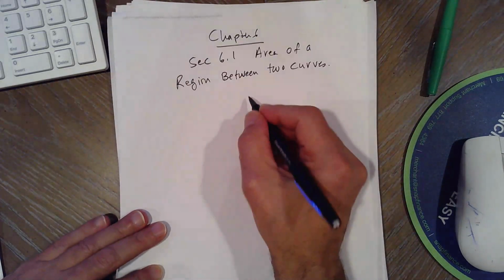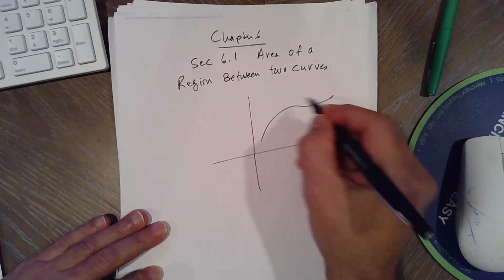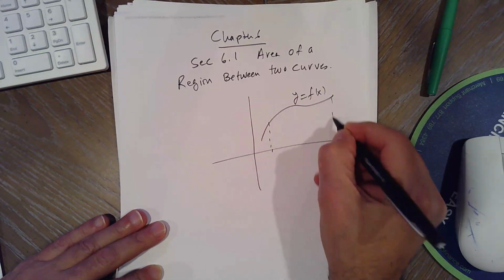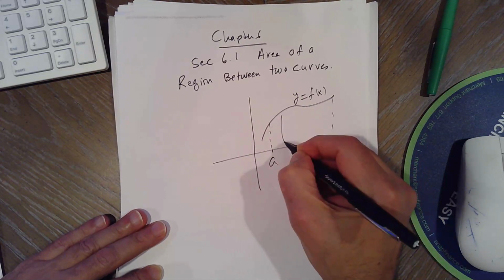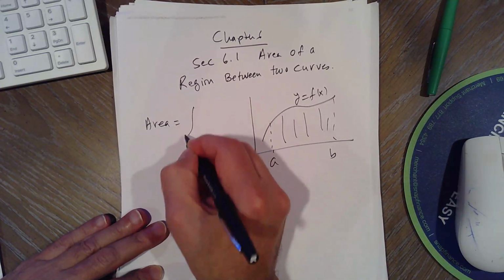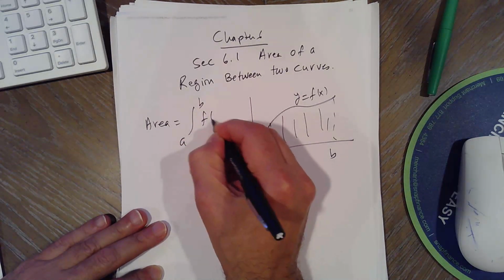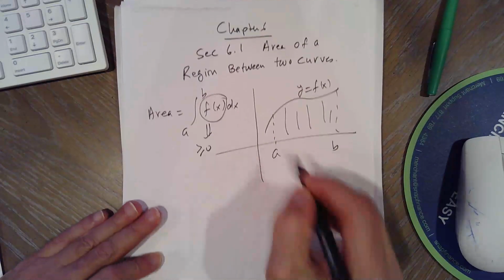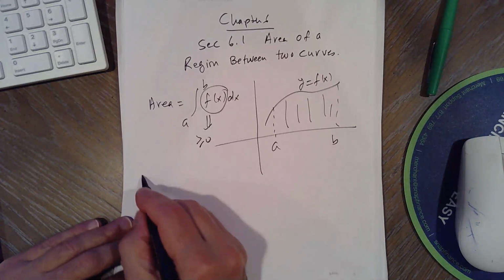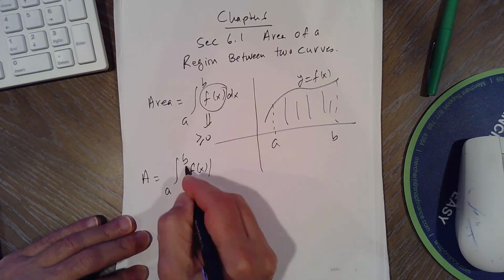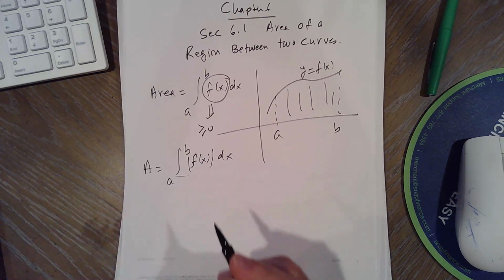If you recall, if we have a continuous function over a closed interval, the area under y equals f of x between a and b is the integral from a to b of f of x dx. Now f of x has to be non-negative. If we're not sure, then we say absolute value of f of x dx to make sure we're getting an area and not a definite integral.